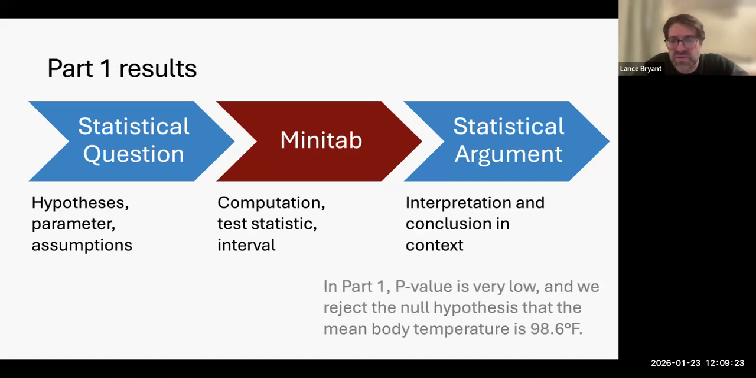One thing I'll just mention here at the end of part one so that we can compare later. For the conclusion of part one for the hypothesis test, the p-value you get is actually very low, and so we reject the null hypothesis that the mean body temperature is 98.6 degrees Fahrenheit. So that was from that 1992 study, right? We get a pretty clear result there with a really low p-value.